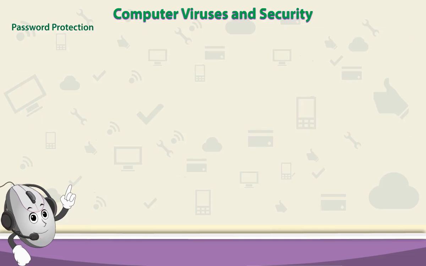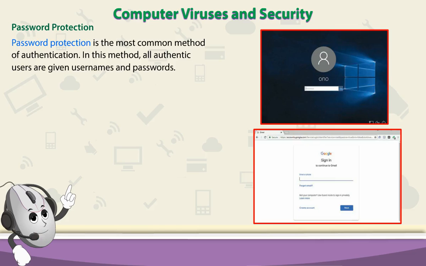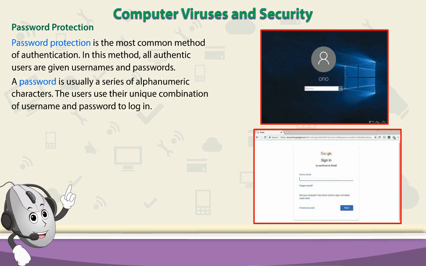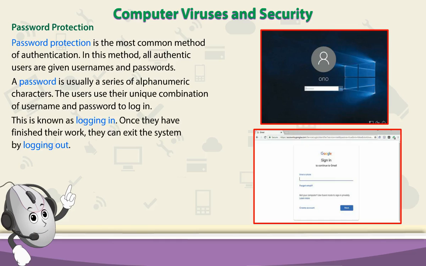Password protection. Password protection is the most common method of authentication. In this method, all authentic users are given usernames and passwords. A password is usually a series of alphanumeric characters. The users use their unique combination of username and password to log in. This is known as logging in. Once they have finished their work, they can exit the system by logging out.